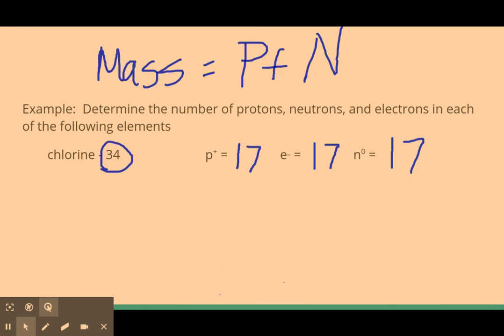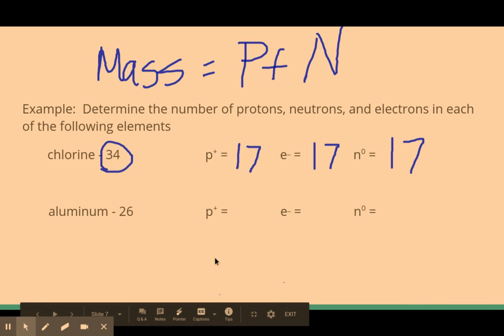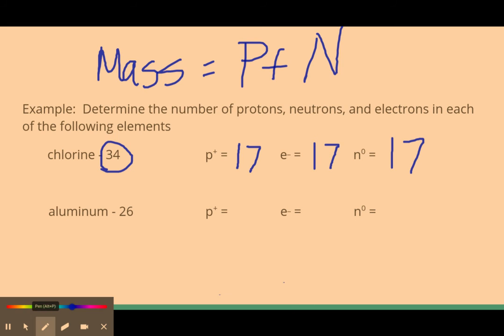All right, so your next one is aluminum 26. I'm going to give you a chance to try this one on your own, but just a reminder that this number right here, the 26 that's underlined in pink, is your mass number. Okay, so go ahead and pause the video and give that one a shot on your own.